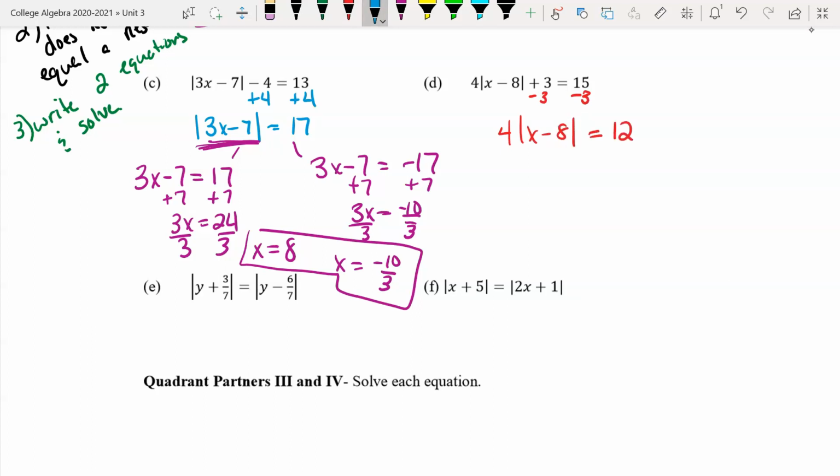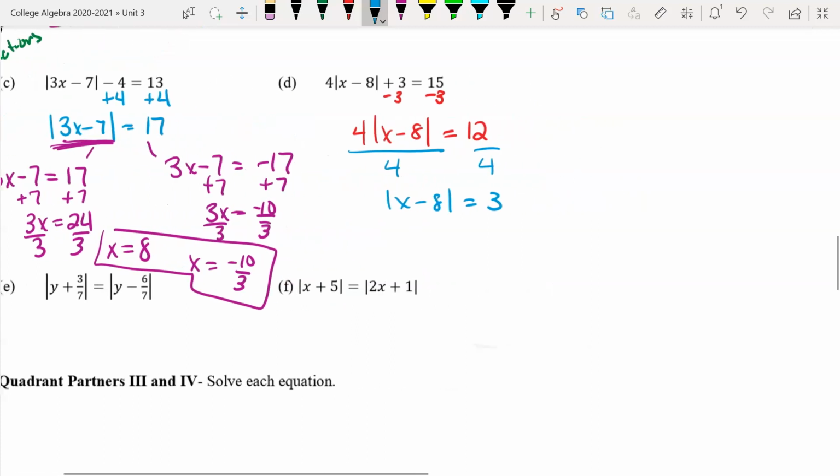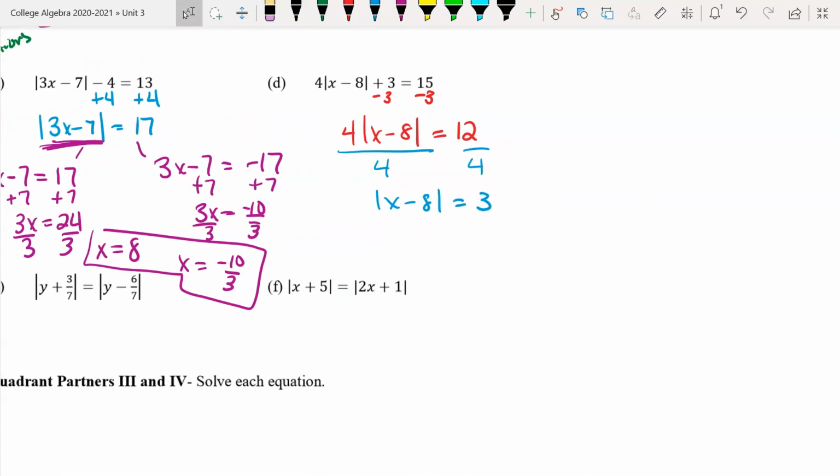The biggest issue here is most people think you want to distribute the 4 into the absolute value. That is not what you want to do. Instead, I want to divide the whole thing by 4 on both sides. And now I have my absolute value isolated, and it equals a positive number, so we're good there. So I'm going to write my 2 equations out here to the right.